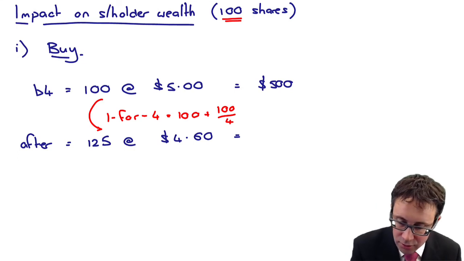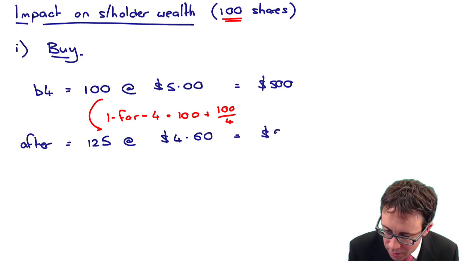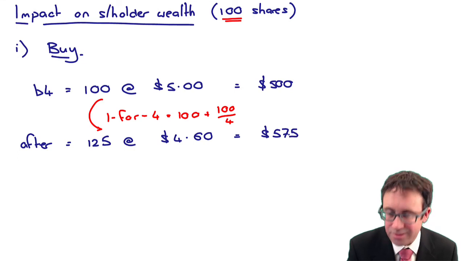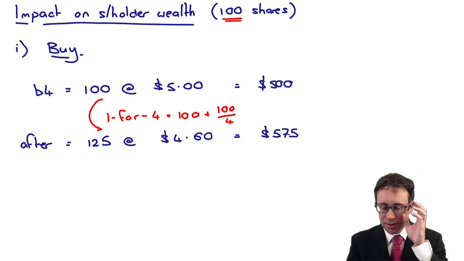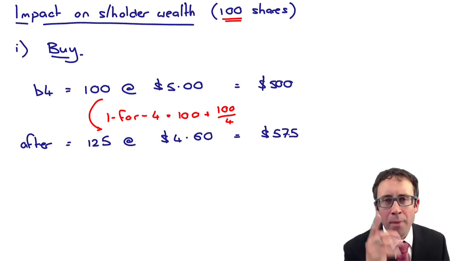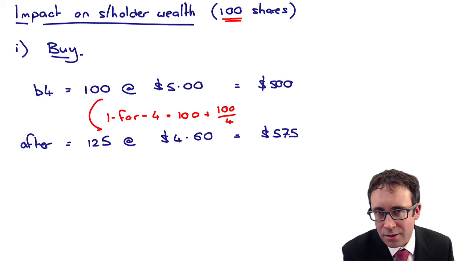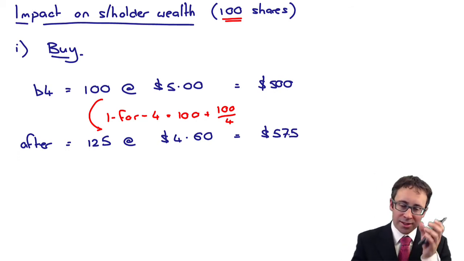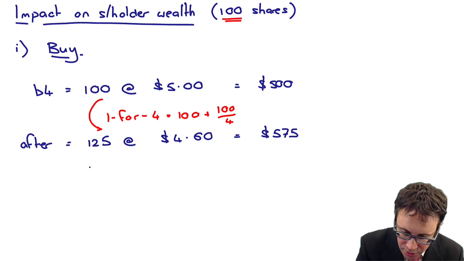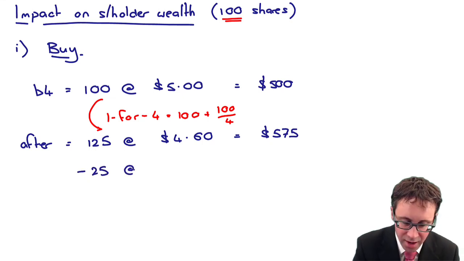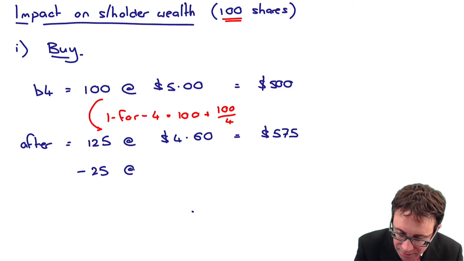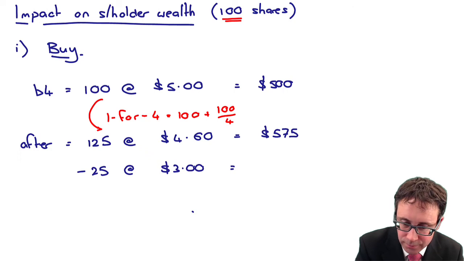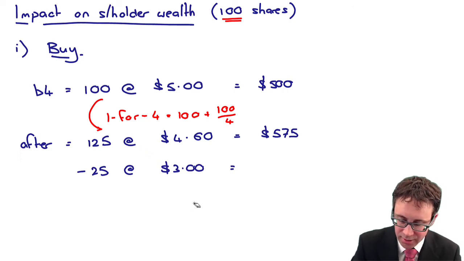That gives you 575. You think, well, hang on a minute, Chris. You're talking nonsense again. No, I'm not. Because, yes, the price has gone up. But there's something else we need to consider. And what we need to consider there is that you need to deduct the fact that you have bought 25 shares at $3. That's when it gets interesting.